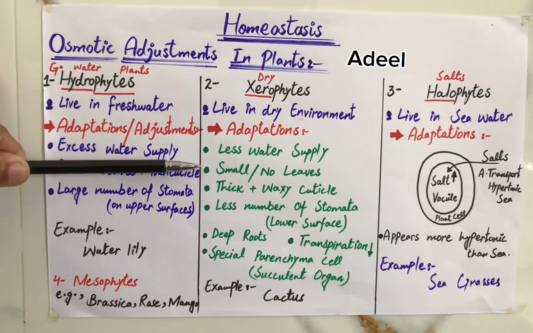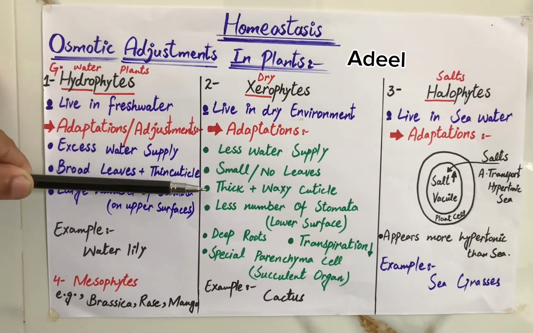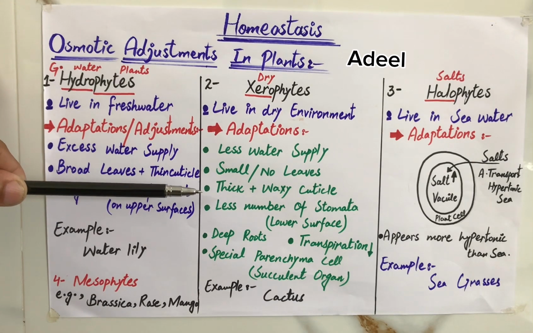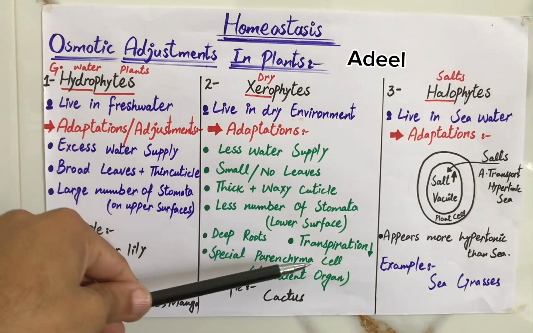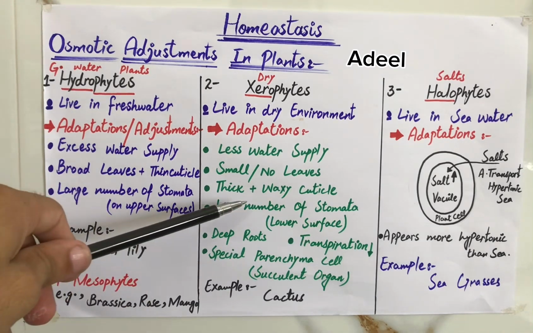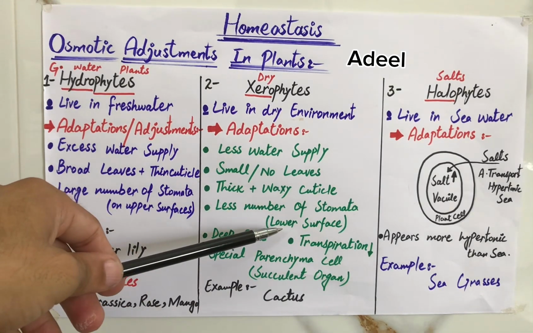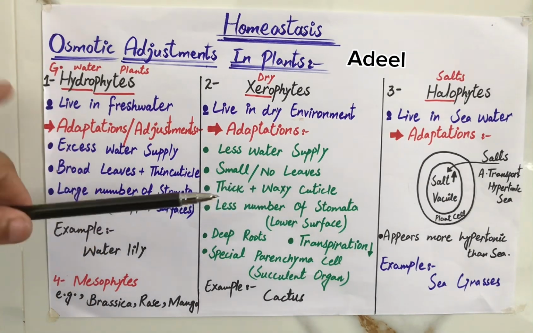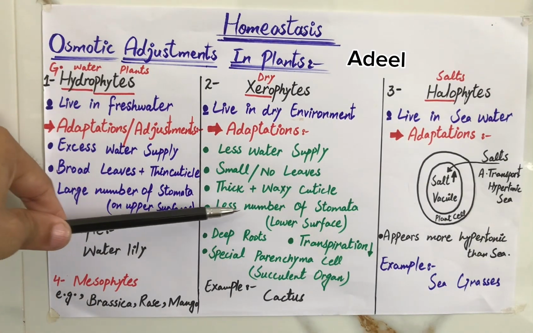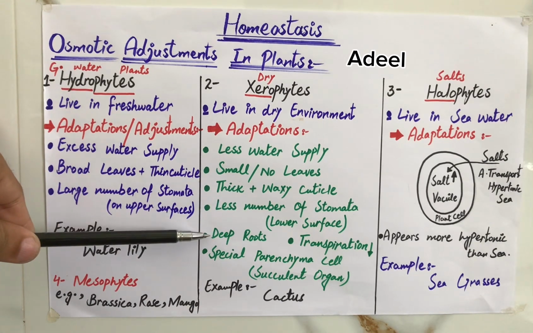Number one, they have small, or in most cases no leaves. And number two, they have a thick and waxy cuticle over their upper epidermis. Their leaves are thick, which leads them to fewer stomata with a lower rate of transpiration. And remember, their stomata are located normally on the lower surface of plant leaves. A few stomata are also on the upper surface, but the maximum number of stomata are present on the lower surface.